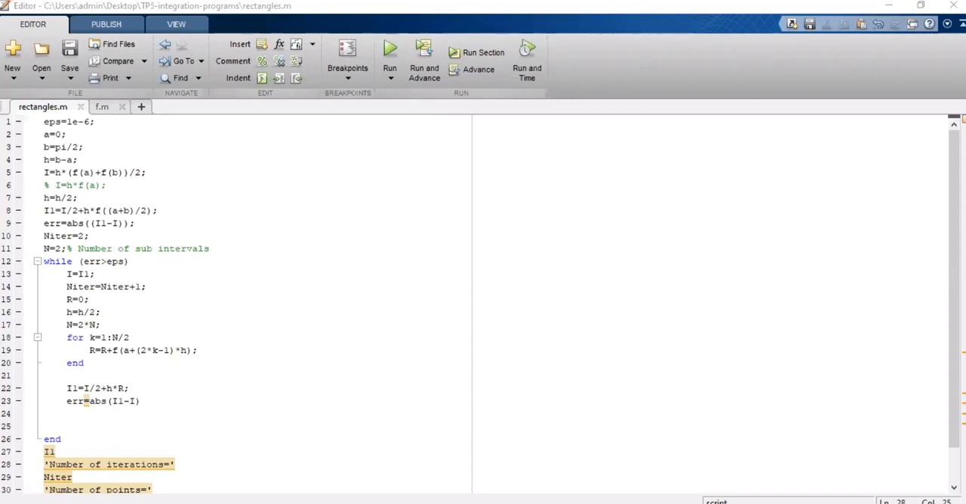Okay. Now, let's see another method here.